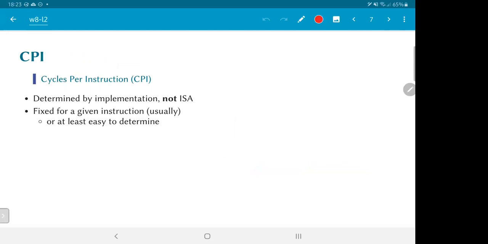Usually, the CPI, the cycles per instruction, would be fixed for a given instruction. But you could also have a situation where, especially with complicated instructions, such as moving blocks of data from one location in memory to another, the number of cycles required for the instruction could also vary. Typically, though, this is fairly easy to determine and can just be done by an analysis of the hardware.